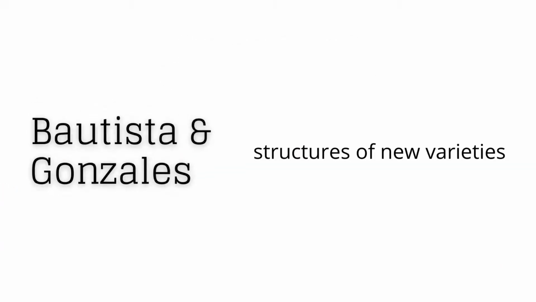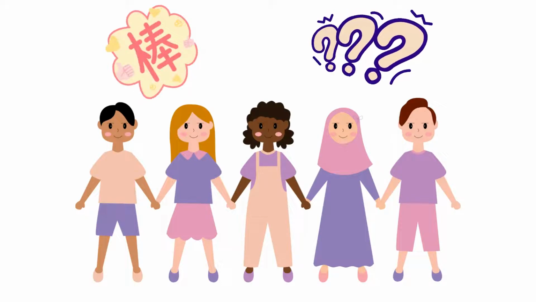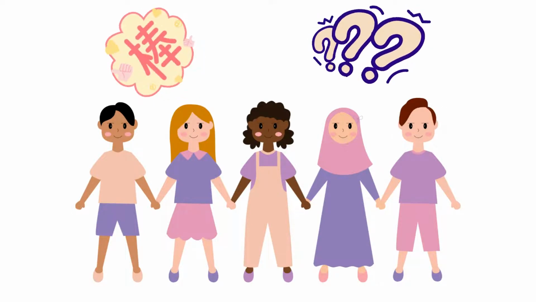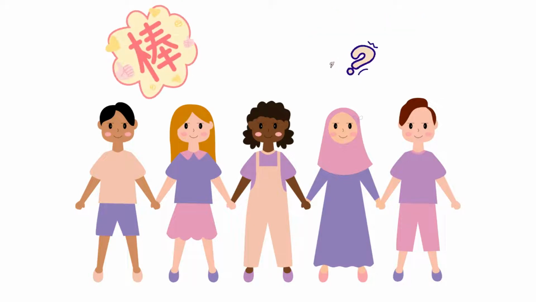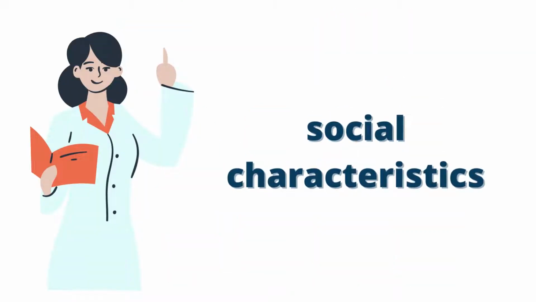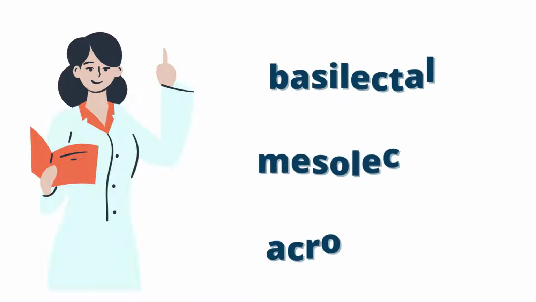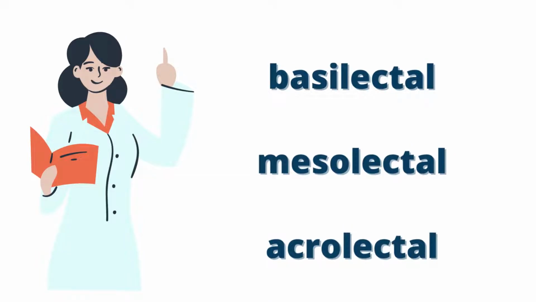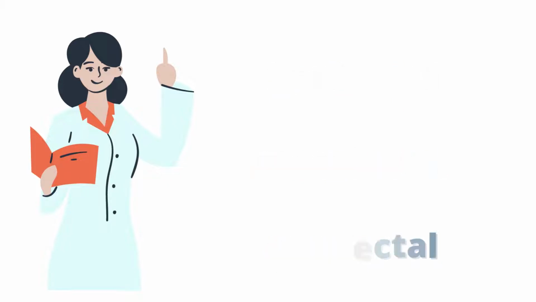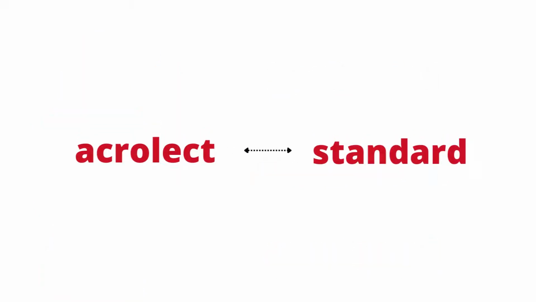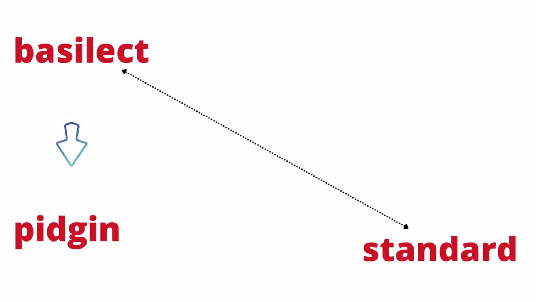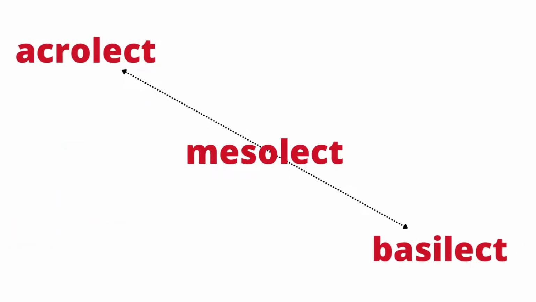Bautista and Gonzalez in 2006 say that the structures of these new varieties are different. This is because people who learn English come from places where they don't speak English. Even in terms of social characteristics, there are differences because there is a continuum of basilectal, mesolectal, and acrolectal English within the same speech community. Then, the acrolect is closest to the standard, while the basilect is the farthest from it and most likely a pidgin. The mesolect is in the middle between the acrolect and the basilect.